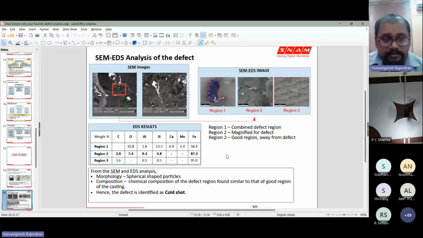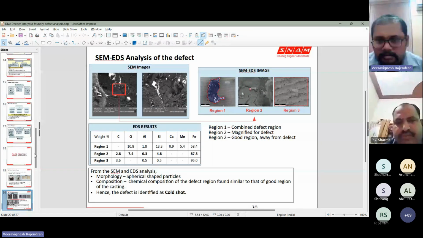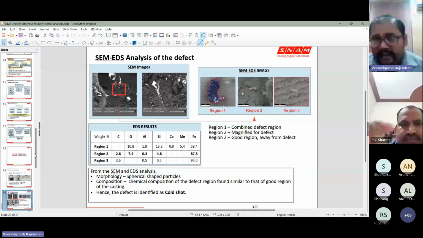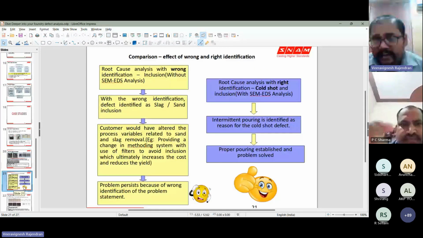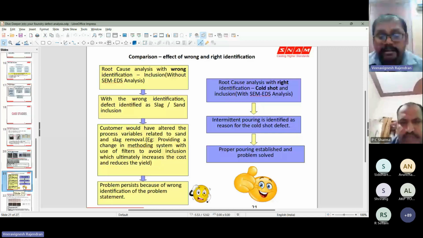What generally happens is when you do a wrong identification of the defect, your root cause analysis becomes wrong, and you keep spending a lot of money, but still the problem is not solved. But when you identify the defect right, you do the right problem solving, and you eliminate the defect. So this is what a wrong identification and a right identification of the defect can lead to.